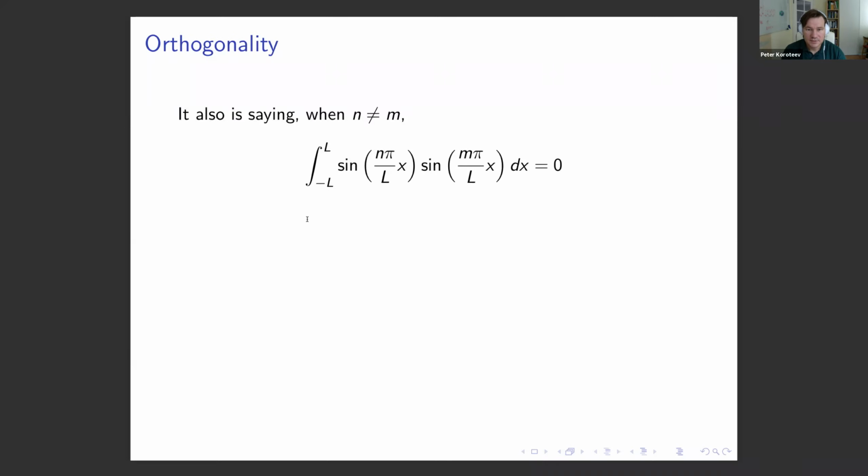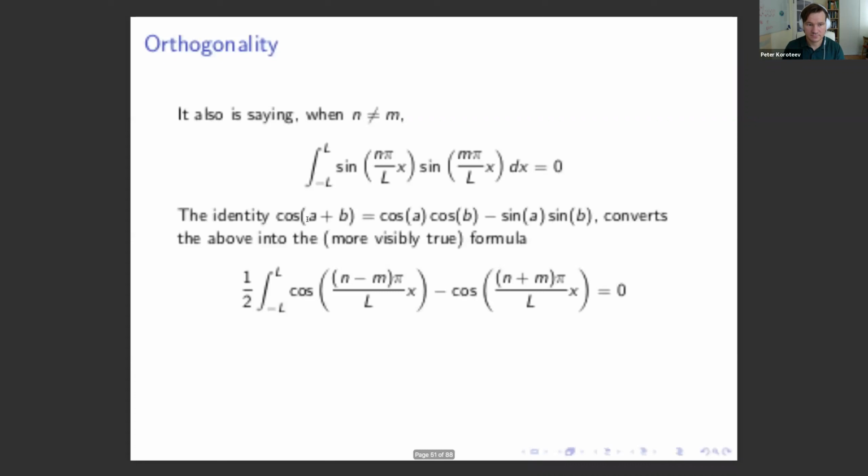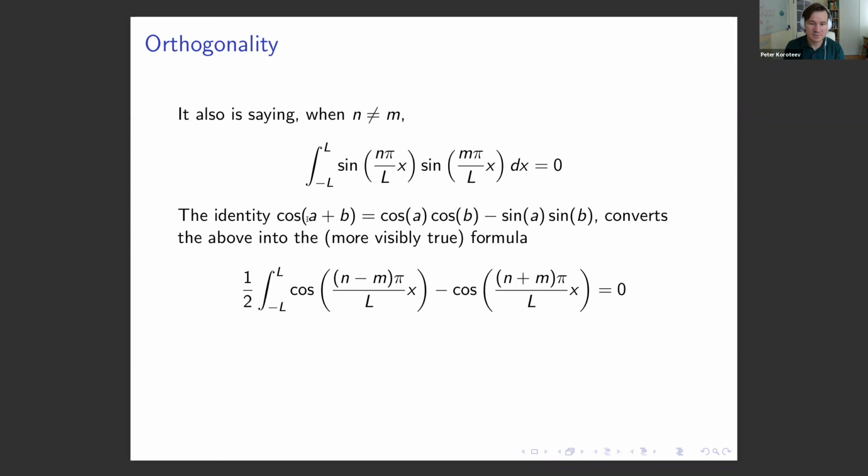Now, how about two sines? It also says that if you take sine n pi Lx times sine m pi Lx, you're going to get 0. To establish that, we need to use one of the trig identities, for example, the one with the cosine of the sum of two arguments. And then we convert, so there's a negative sign here. Express this, substitute into the integrand, and you'll get this difference of cosines.